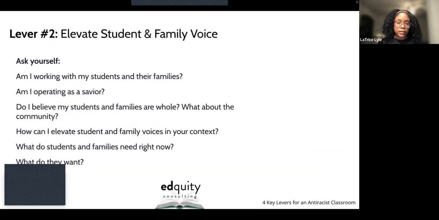Second lever is to elevate student and family first. And here is where we have to get out of our own way. That student that you feel you just can't connect with, or that doesn't listen to the things you ask them to say. Sometimes, and a lot of the time actually, it's rooted in we don't have the relationship with that student to where they know, and their families know, they can trust us, and that we are actually listening to what they have to say.